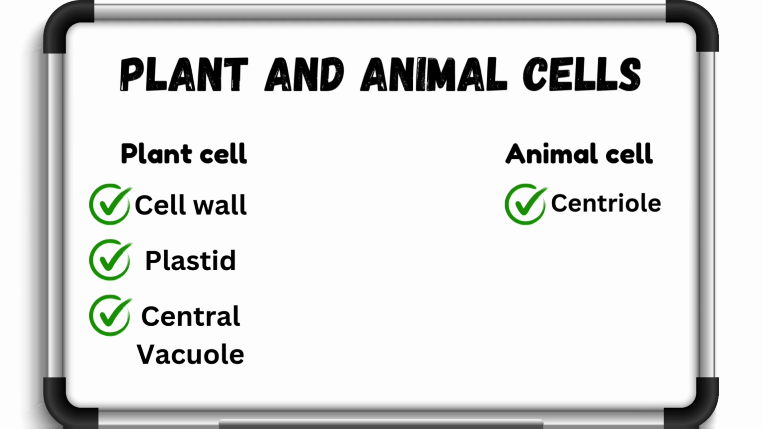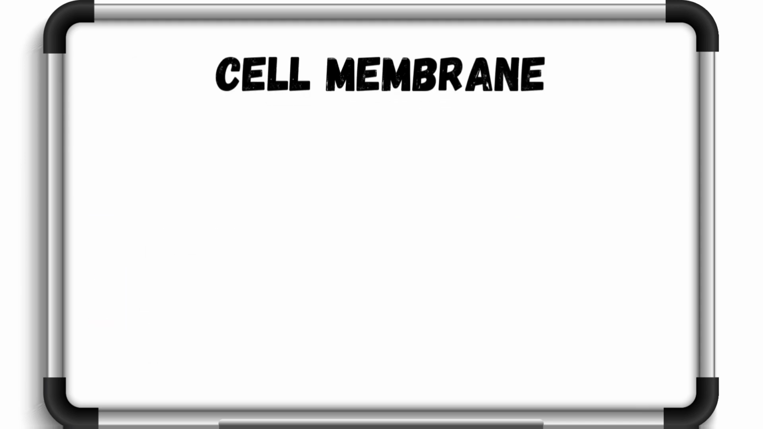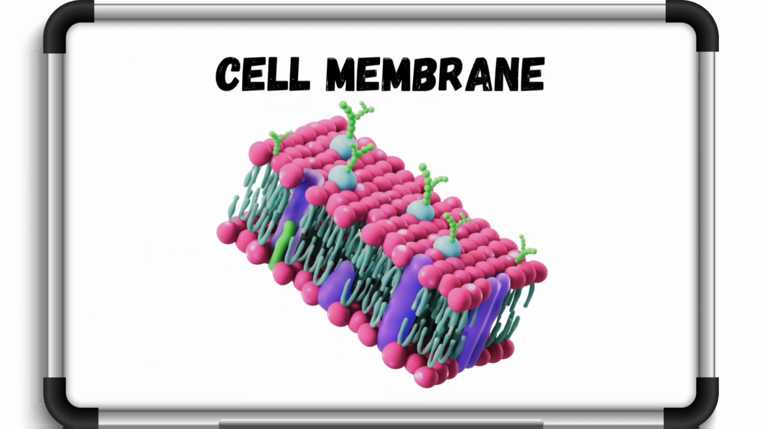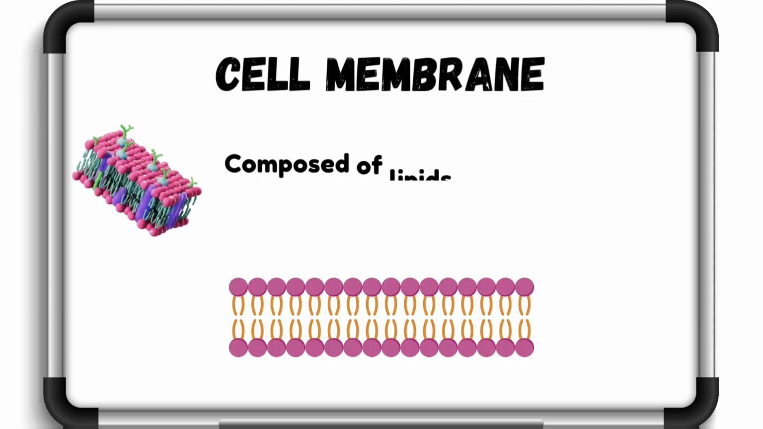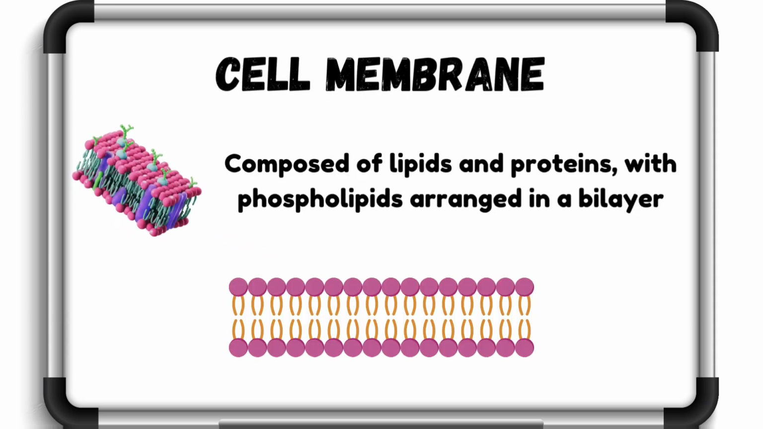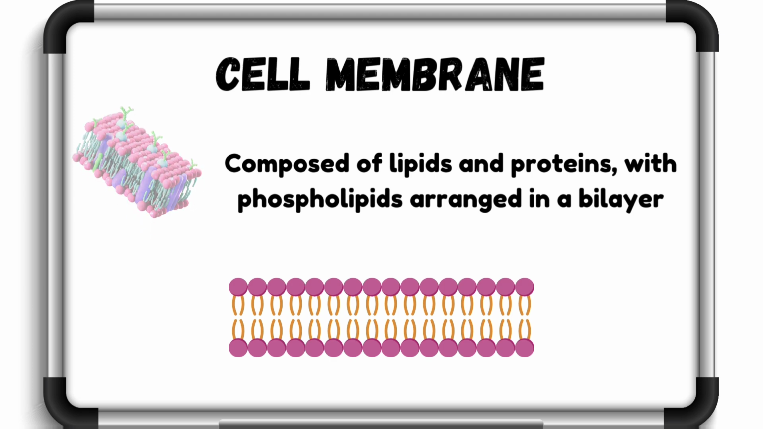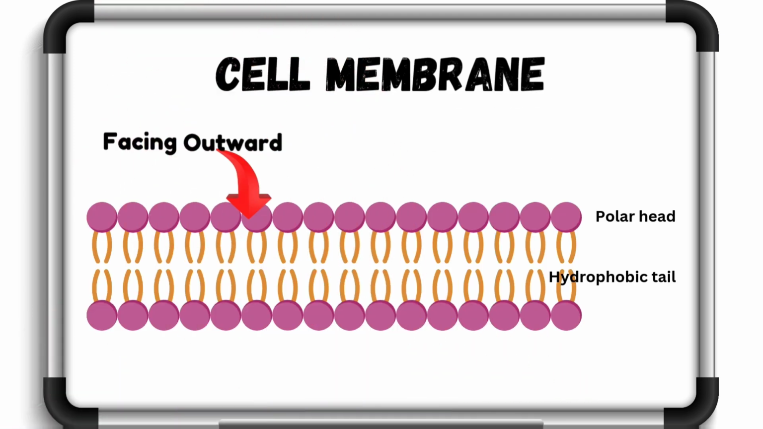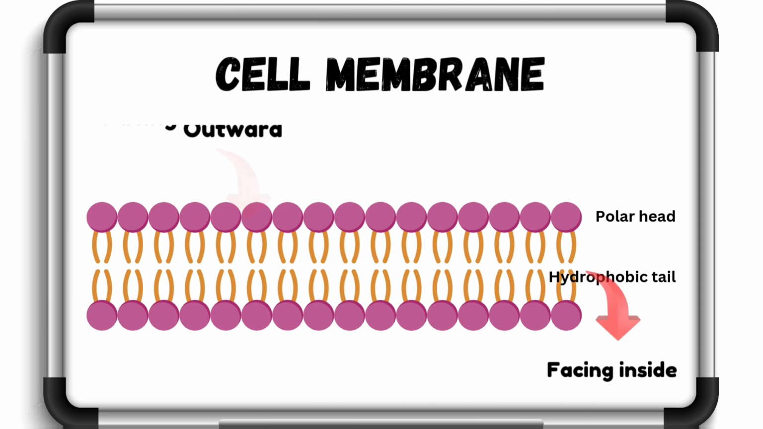Now let's dive into the cell membrane, a dynamic, flexible boundary that controls what enters and exits the cell. It's made up of lipids and proteins, with phospholipids arranged in a bilayer, polar heads facing outward and hydrophobic tails tucked inside.